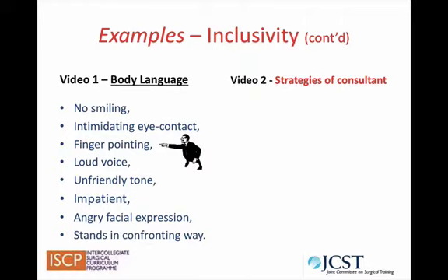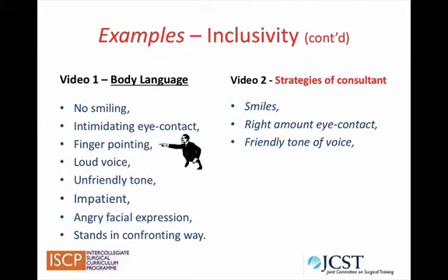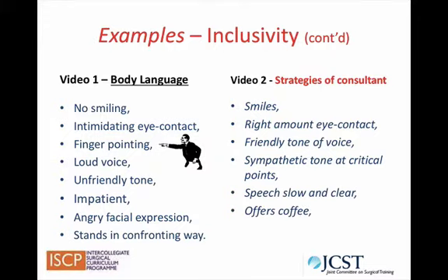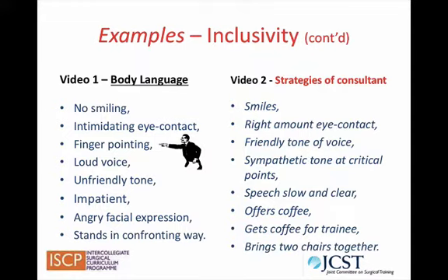By contrast, in video 2, the consultant smiles. He uses the right amount of eye contact and speaks in a friendly way. His tone of voice is understanding, and his speech is slow and clear. He offers the trainee some coffee and even brings 2 chairs together for a relaxed discussion. These strategies create feelings of inclusivity for the trainee.